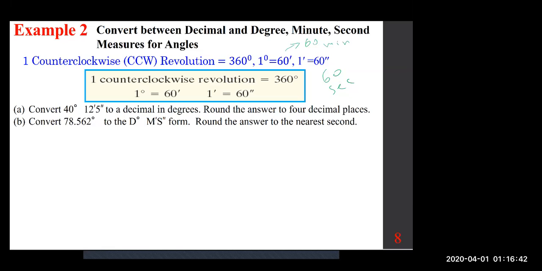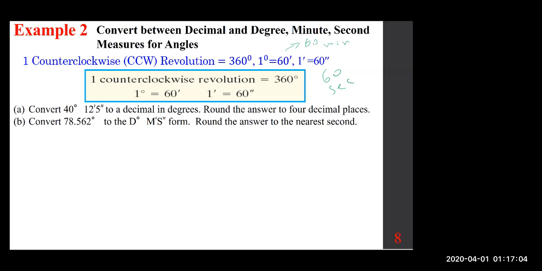All right, so let's see how we do the conversion. Part A says, okay, we have 40 degrees, 12 minutes, and 5 seconds. We want to put it in decimal. For example, the idea is that we want to see 40 point what degrees. That's the question, okay?